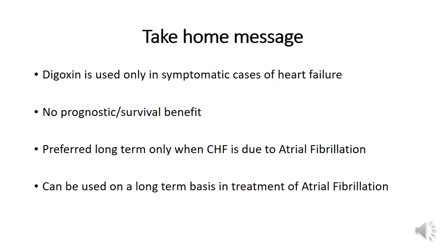Now, the take-home message is that digoxin is used only for symptomatic cases of heart failure because it does not provide any prognostic or survival benefit. However, we can use digoxin for a long time in patients where heart failure is due to atrial fibrillation, and it can also be used for the treatment of chronic atrial fibrillation. For acute atrial fibrillation, beta blockers and non-dihydropyridine calcium channel blockers like verapamil and diltiazem are used.